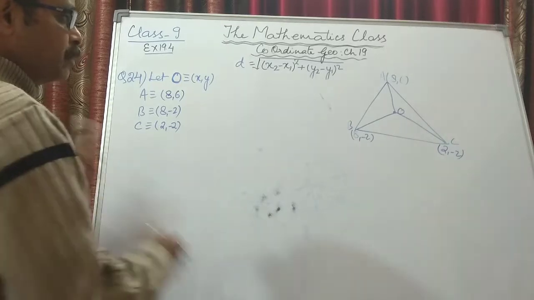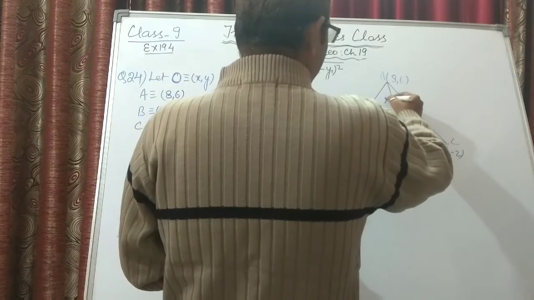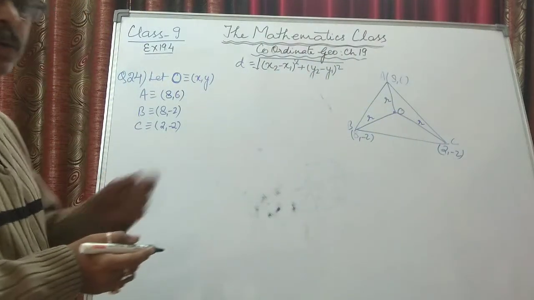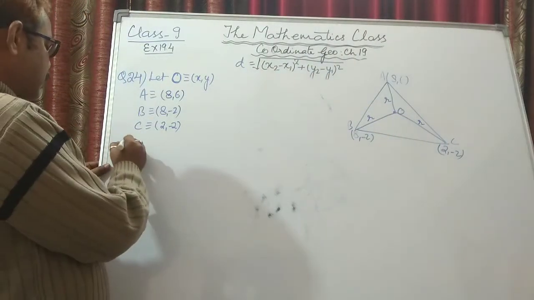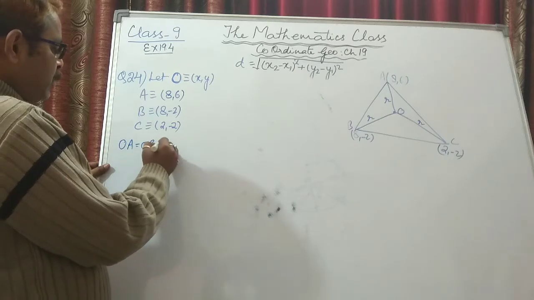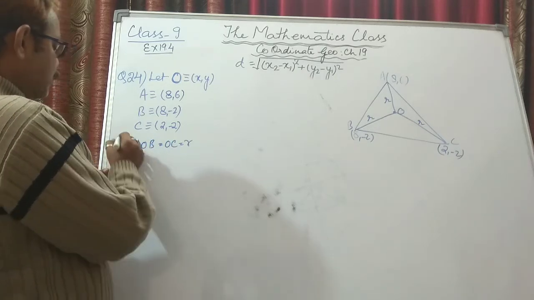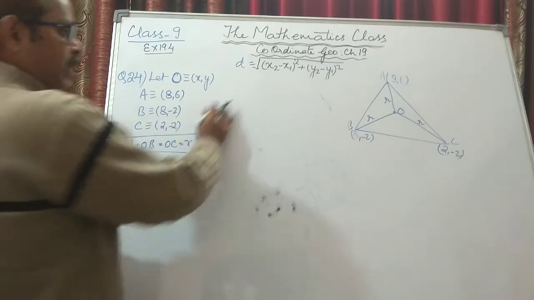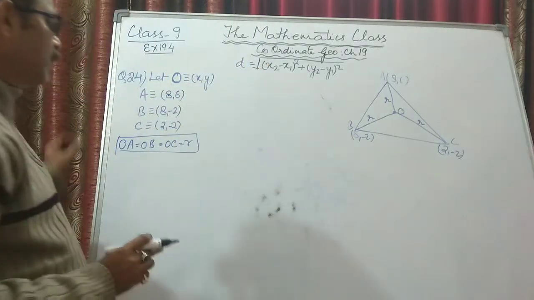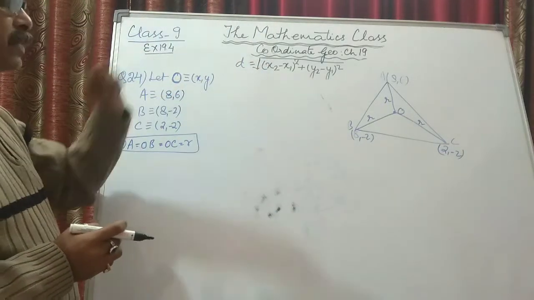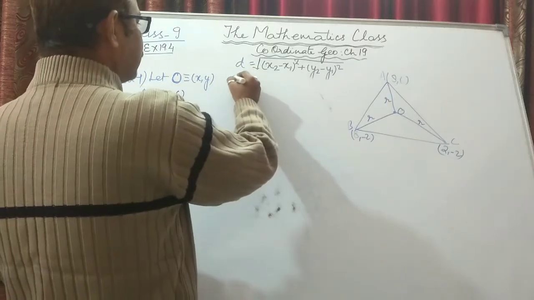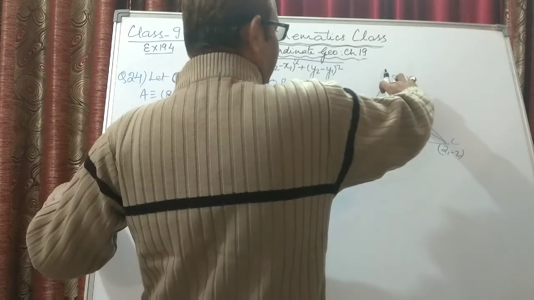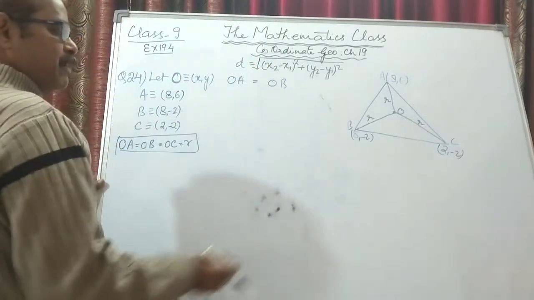Now OA is the radius here, OB is also the radius, and OC is also the radius. And since OA, OB, OC are all the radius, we can say that OA is equal to OB is equal to OC is equal to the radius. So first we will equate OA and OB. We need at least 2 equations because there are 2 variables x and y to solve. So when OA is equal to OB, we are taking OA as R and OB as R. Both of them have to be equal.